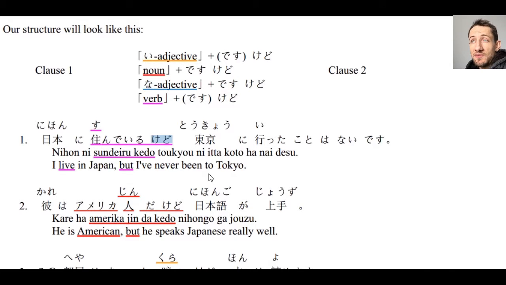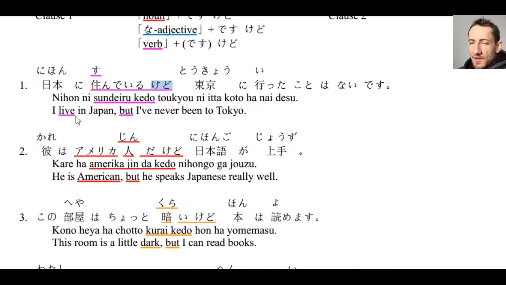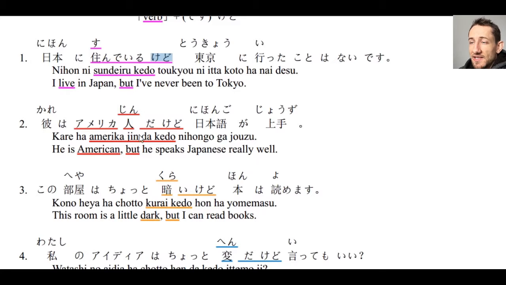Like you would expect maybe someone who's been living in Japan for a long time to have been to Tokyo, but it's not necessarily a contrast, right? It's just kind of like, oh, that's a surprise. I can't believe it. Number two, 彼はアメリカ人だけど日本語が上手. So he is American, but he speaks Japanese very well.